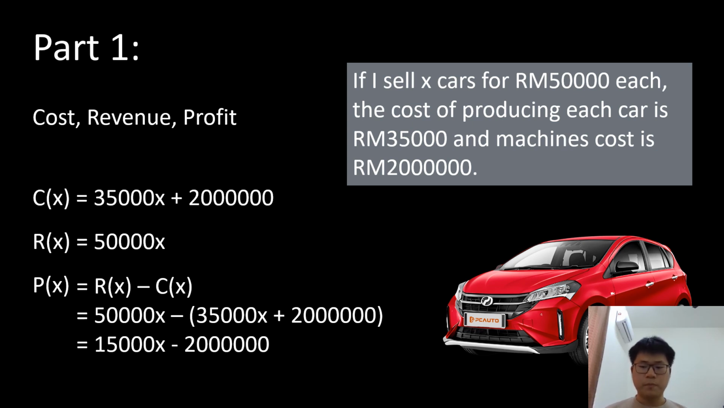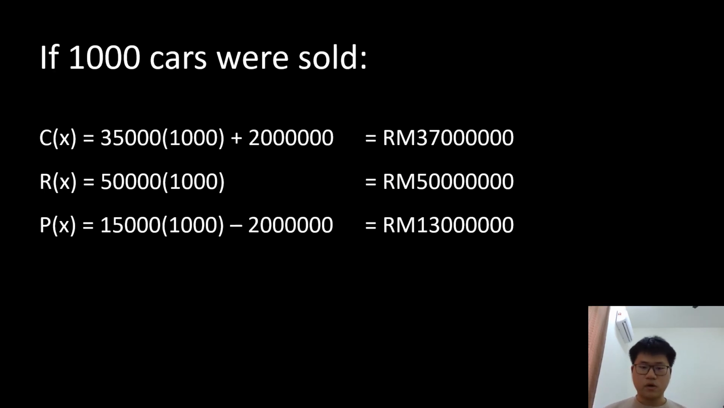And the revenue will be the money I earned after selling a certain number of cars, which is 50,000x. The profit will be the net money I earned after selling cars. So we need to subtract the cost from the revenue to know how much money I actually earn. So in this situation, it is going to be 15,000x minus 2 million.